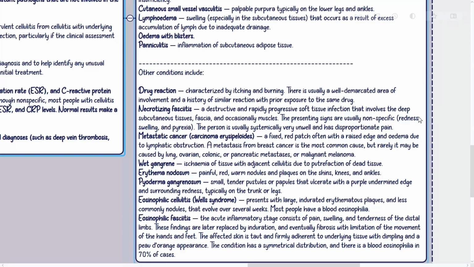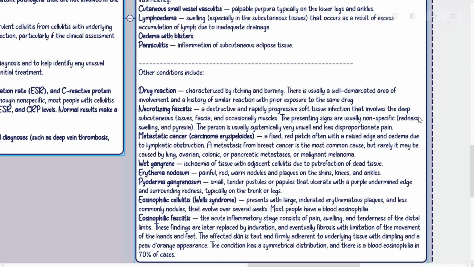The person is usually systemically very unwell and has disproportionate pain. Metastatic carcinoma erysipelas, a fixed, red patch often with a raised edge and oedema due to lymphatic obstruction. A metastasis from breast cancer is the most common cause, but rarely it may be caused by lung, ovarian, colonic, or pancreatic metastases, or malignant melanoma. Wet gangrene, ischemia of tissue with adjacent cellulitis due to putrefaction of dead tissue.